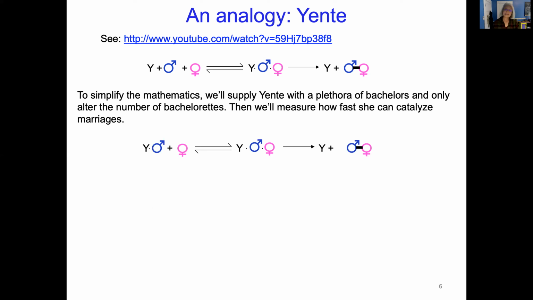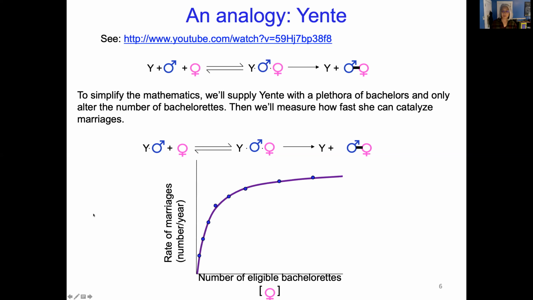Now, if we were going to study how fast Yenta does this, we'd set up the situation, right, to make the math easy, and we'd make sure that Yenta had lots of bachelors. So the number of bachelors would not be rate limiting at all. And we would only alter the number of bachelorettes, right, shown in the pink symbol here. And then we'd measure how fast she can catalyze marriages. All right, by looking at different numbers of bachelorettes to see how does the number of bachelorettes affect how fast this reaction could occur, the number of marriages, right?